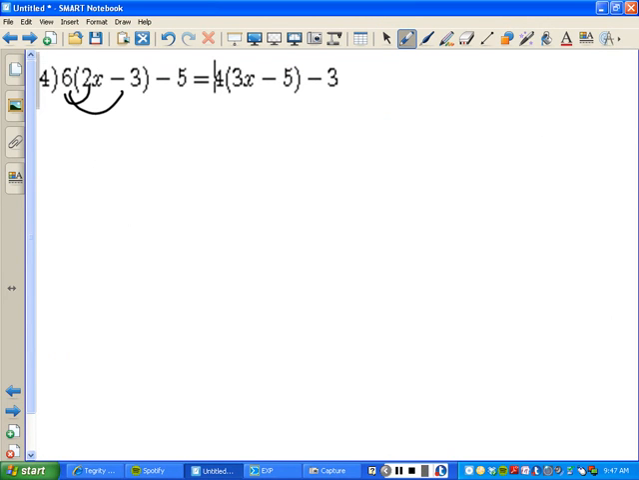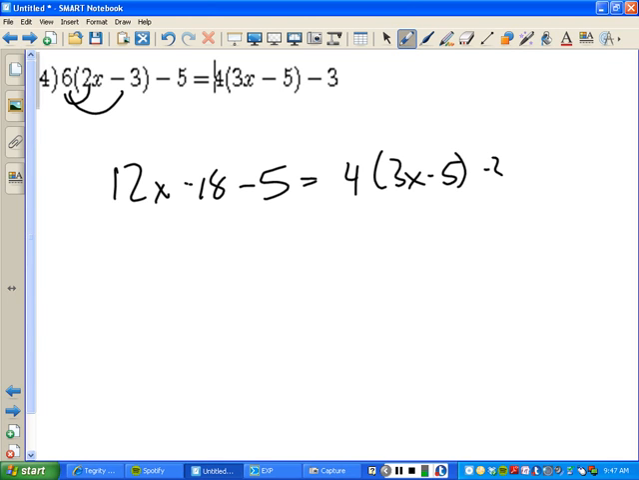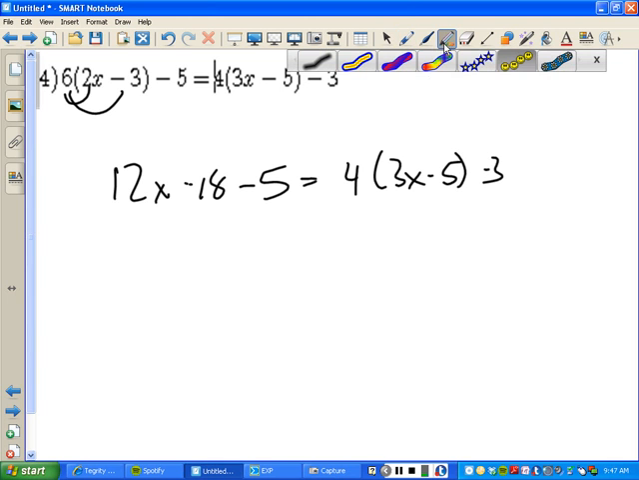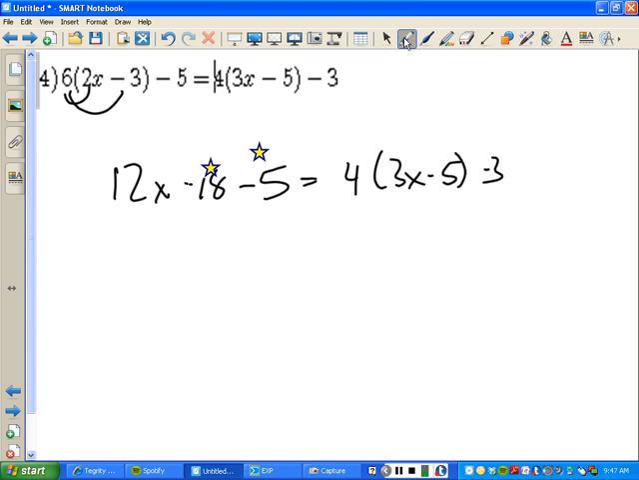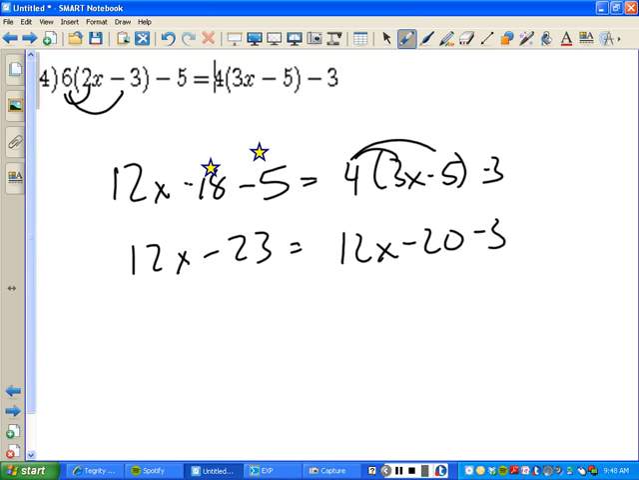All right. So we got 12x minus 18 minus 5 equals 4(3x minus 5) minus 3. Again, we're going to combine like terms. Here, I'll hook you up. We're going to combine like terms. 12x minus 23 equals, let's go ahead and distribute, 12x minus 20 minus 3. Old school flower power. 12x minus 23 equals 12x minus 23.